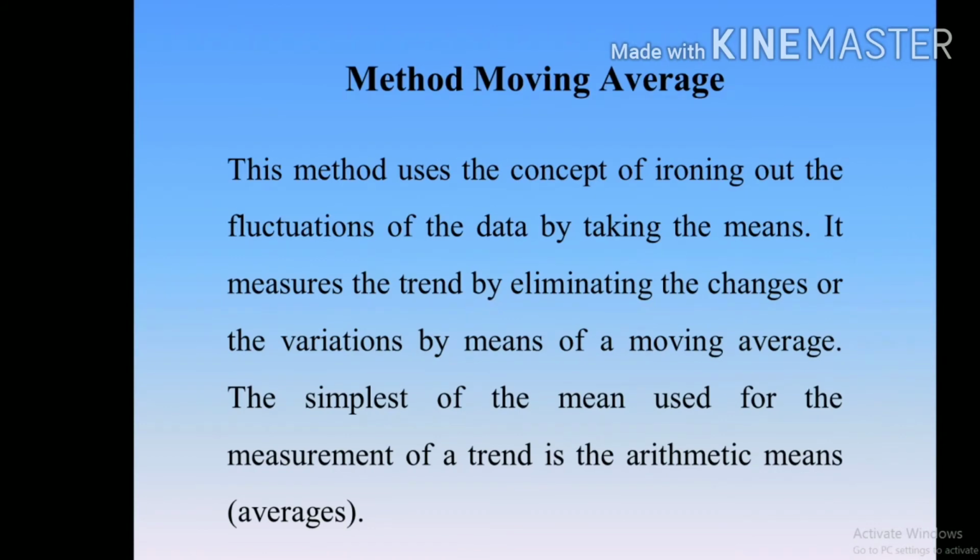The moving average method uses the concept of ironing out the fluctuation of the data by taking the means. It measures the trend by eliminating the changes or the variation by means of a moving average. The simplest of the means used for the measurement of the trend is the arithmetic mean, the arithmetic average. The method of moving average is quite common in economic and business statistics.